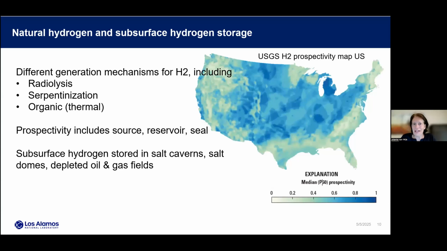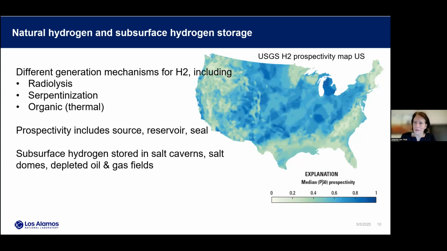Now, in recent years, natural hydrogen and subsurface hydrogen storage have received a lot of attention. The map towards the right was produced by the USGS. This is a hydrogen prospectivity map. When the USGS put this together, they looked at different components. So the presence of a source of hydrogen in the subsurface, a potential reservoir where hydrogen may accumulate, and a seal. And so different components that we understand well from petroleum systems. There's different generation mechanisms for hydrogen, including radiolysis, serpentinization, and perhaps an organic origin.